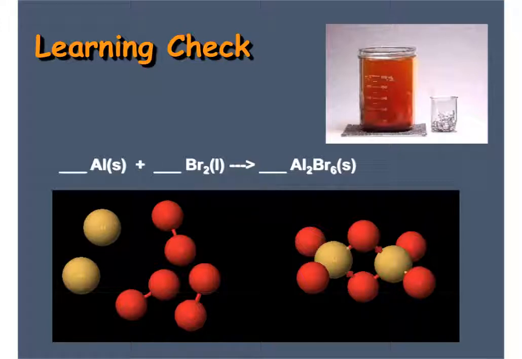All right, so again, you want to balance metals first. So there are 2 aluminum on the product side and only 1 on the reactant side. So again, the only power I have is these large numbers, the coefficients in front of each substance. All right, and then all that's left is bromine. We have 6 bromine atoms on the product side and only 2 on the reactant side.